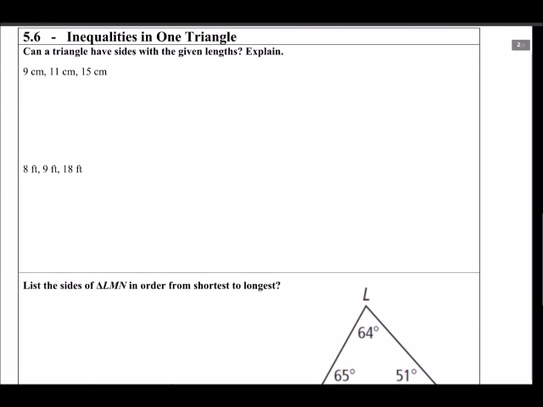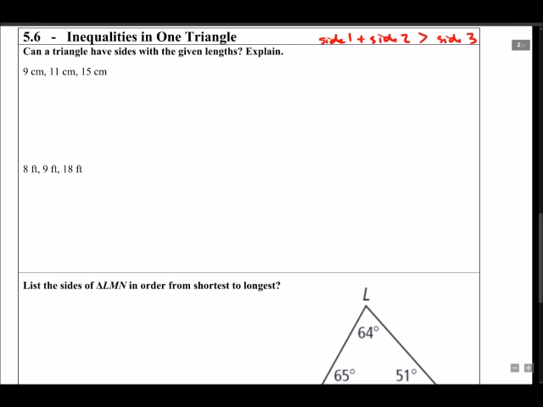All right, we are on our last section here. 5.6 was on the inequalities in triangles, and we had a triangle inequality theorem that said the length of side 1 plus the length of side 2 has to be greater than the length of side 3, and that happens for all three sides. The sum of the lengths of any two sides is greater than the length of the third side.